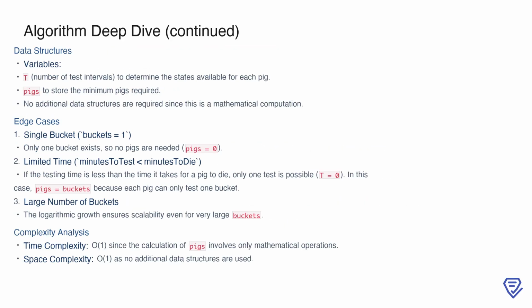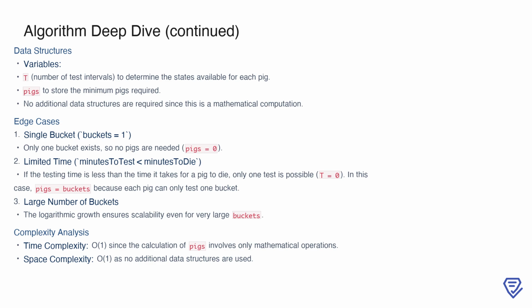To implement this solution, we don't need any complex data structures. The key variables are t, which represents the number of test intervals, and pigs, which stores the calculated minimum number of pigs required. Since this is a purely mathematical computation, no additional data structures are necessary.